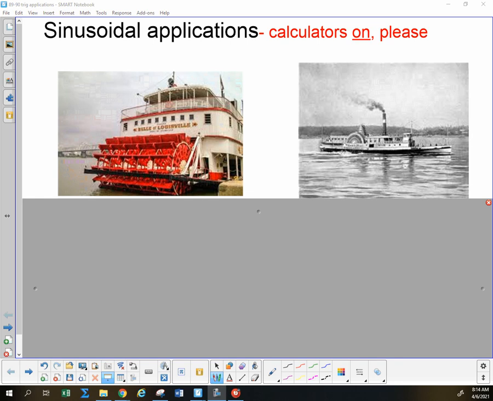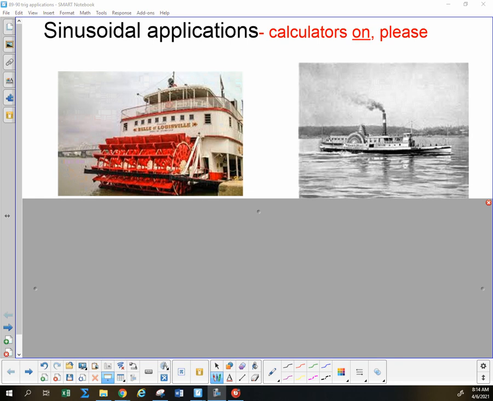So, math modeling with trig, with sinusoids. These will all be sinusoid applications. Remember, sinusoids are those wavy graphs, sine and cosine graphs. They have our three dotted lines, a max and a min, and the graph keeps going back and forth between the max and the min.